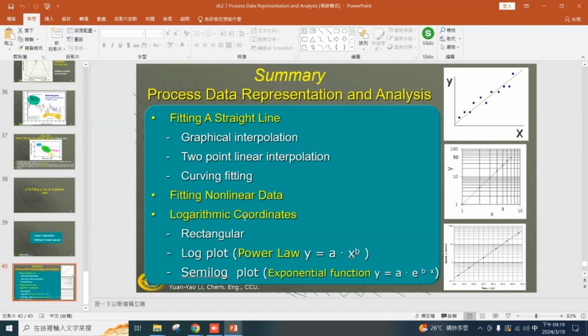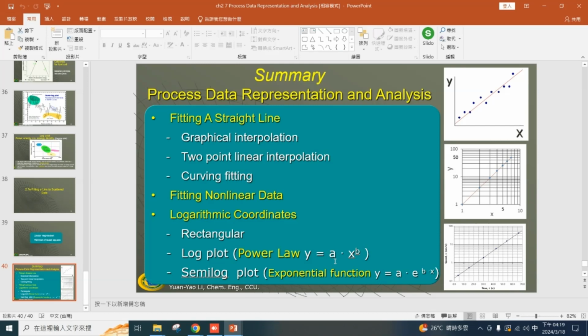Logarithmic coordinates. Okay, that means for the coordinates you have rectangular coordinates, right? X and y axis. And you also have a log plot. This is what we call a log plot, right? And when are we going to use this log plot? When we have a power law. Power law is y equal to a times b power x. This is what we call power law.